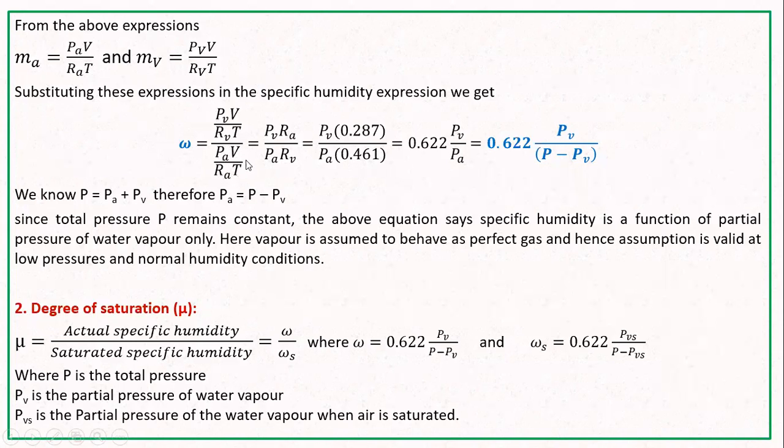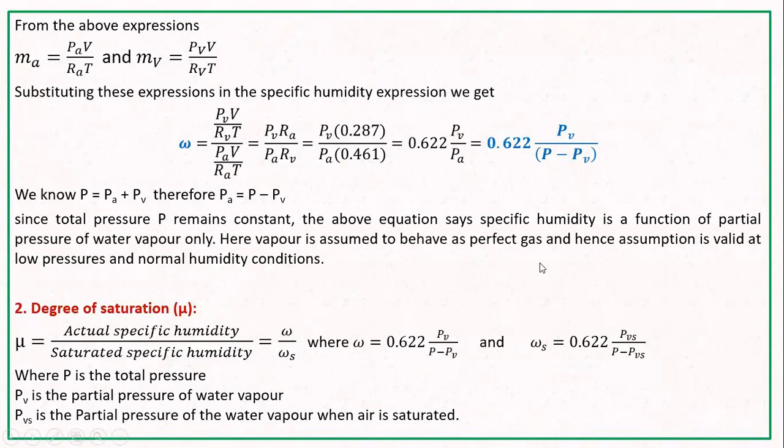So substitute here, V and T get cancelled. We'll get PV into RA, RA goes onto the numerator, divided by PA into RV. So that will be equal to PV into what is RA? Gas constant of RA is 0.287, divided by PA into what is RV, which just now we obtained as 0.461. That will be equal to, this ratio is 0.622 PV by PA. So what is PA? We know total pressure will be equal to partial pressure of the air plus partial pressure of the vapor. So partial pressure of the air will be equal to total pressure minus partial pressure of the vapor. So PA is substituted as P minus PV.